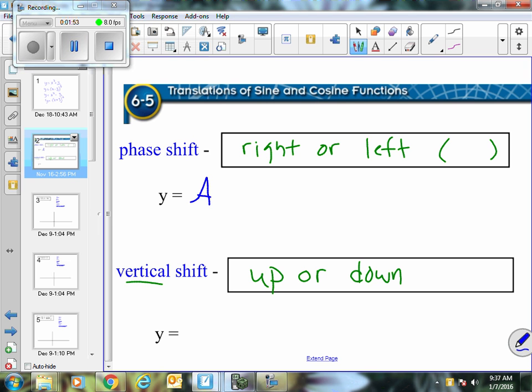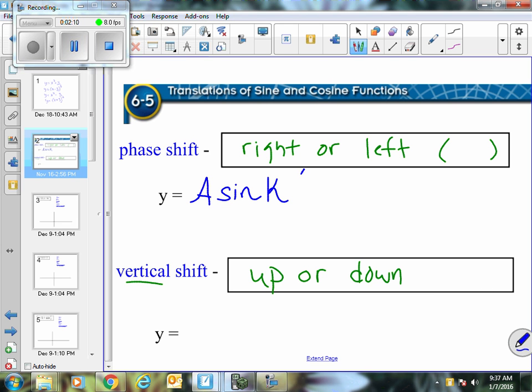So every equation starts with an a value. That's your amplitude number. So we've talked about that already. I'm going to use sine. So we'll say the function name is sine. And then we have our k value. Our k value being telling us something about the period. How many complete graphs do we have in 2 pi?